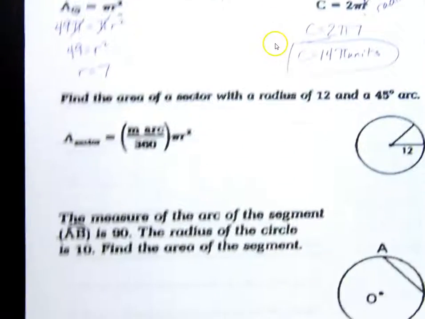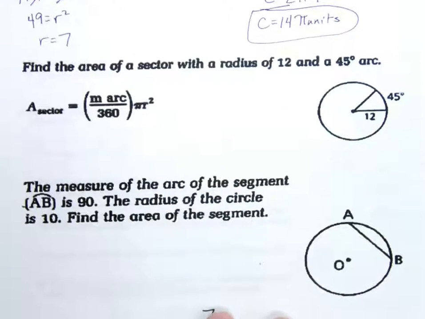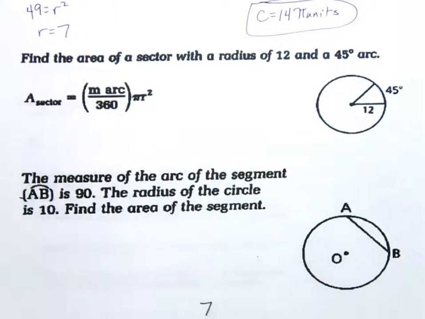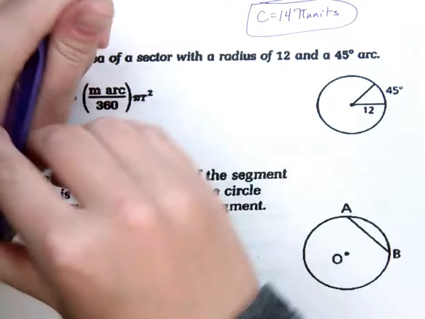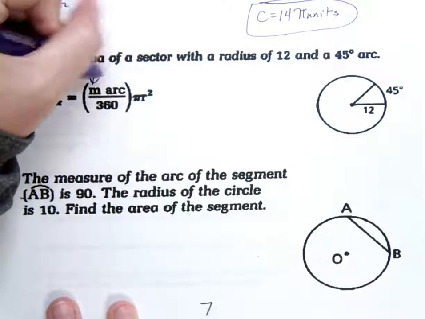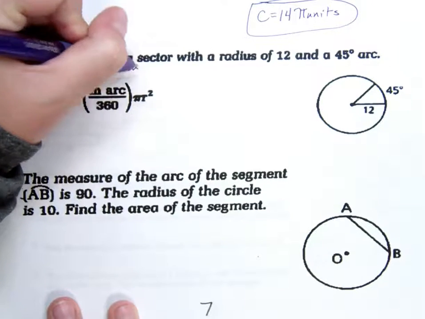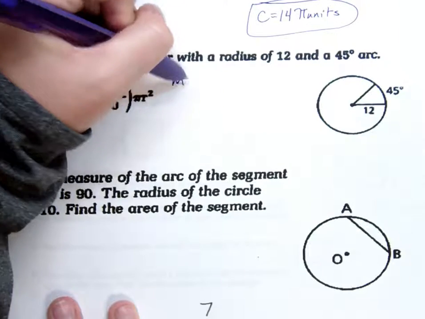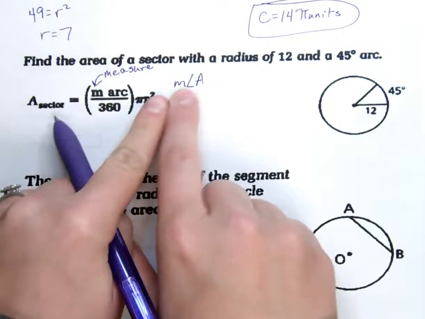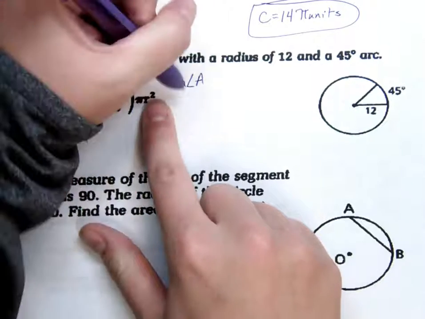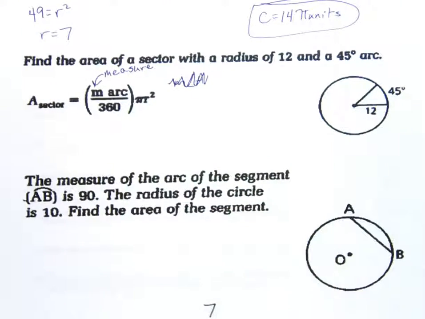We're given another formula, which you will be given on the test that you take, so you don't have to memorize this. But we do need to know what that M arc is. The measure. Anytime you see an M in geometry, it's typically going to mean this. Sometimes we'll see the measure of angle A. The M, all it means is the measure. So I'm going to scratch that out so it's not confusing.